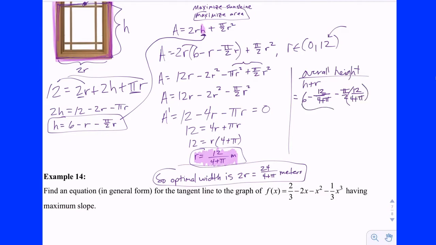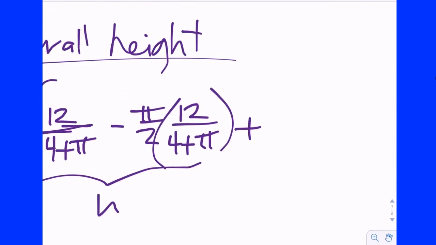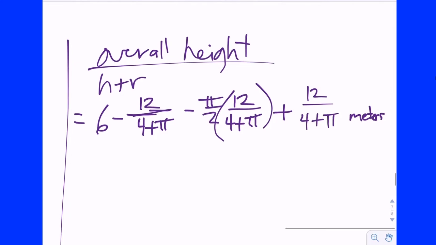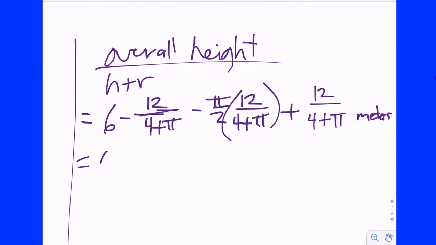So there is my h. And then plus r is 12 over 4 plus pi. Now, you want to simplify that? I'm just going to put meters. Let's simplify it, because something interesting happens. This will be good just for kind of working with fractions as well.